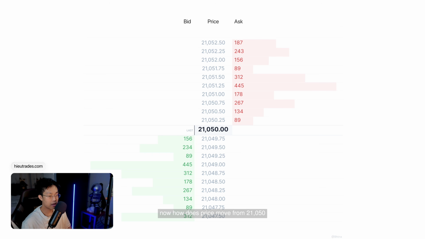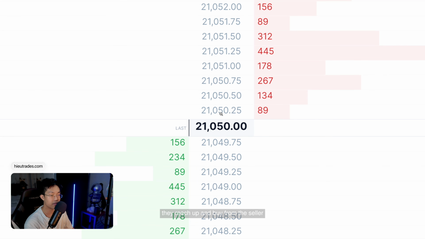Now, how does the price move from 21050 to somewhere else? Because this is the part that most traders have completely backwards. Price moves when one side decides to stop being patient. When a buyer decides, I can't wait anymore, I need to get in now, they don't place a bid below price. They reach up and buy from the seller who is already waiting. And this becomes known as your market execution at market price.